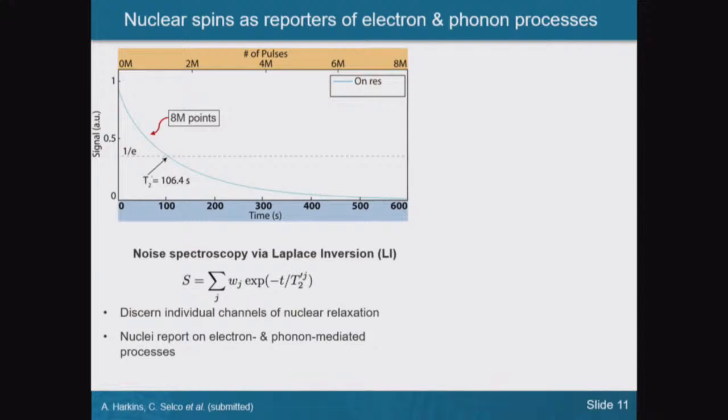A lot of people, who are my colleagues in quantum information, would report T2 or T1 as a 1 over e crossing. So you would take data that looks like this, and you would just literally plot an intercept, and you would say, oh, that intercept is 106 seconds, so my T2 is 106 seconds. So this is a good proxy if your graph was a mono-exponential, but you know that most of these decays are not mono-exponentials. But the advantage we have is we have like 8 million points on this graph.